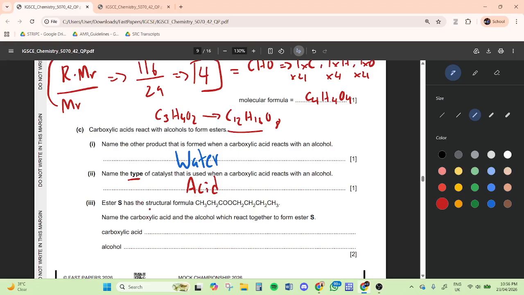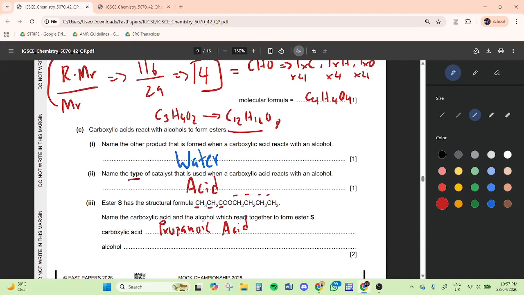Ester S has the structural formula CH3CH2COOCH2CH2CH2CH3. Name the carboxylic acid and the alcohol which react together to form ester S. So we know that in the beginning, you're always going to begin with the carboxylic acid. So let's count the number of carbons. We got 1, 2, and 3 before we get to the carboxyl linkage. So that means this will be propanoic acid. And if we take a look at the carbons for the alcohol, 1, 2, 3, 4.